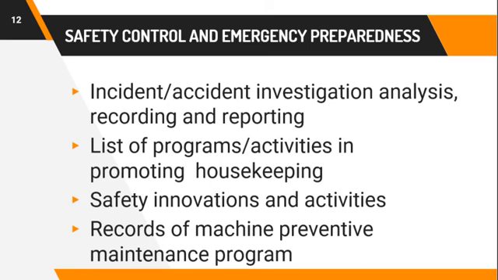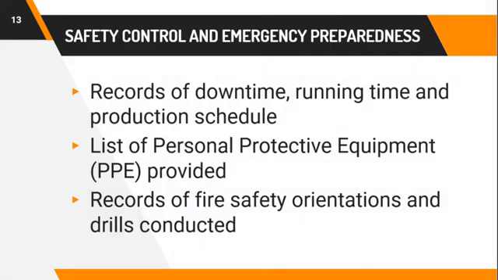And this would also include the list of programs or activities in promoting housekeeping. Of course, in housekeeping, you have to take care of not only the clients but also the workers. Then safety innovations and activities, and records of machine preventive maintenance program. Of course, there should be a preventive maintenance program. Under safety control and emergency preparedness are also records of downtime, running time, and production schedule, especially if you are in a factory, or a restaurant or a bakery, for example.